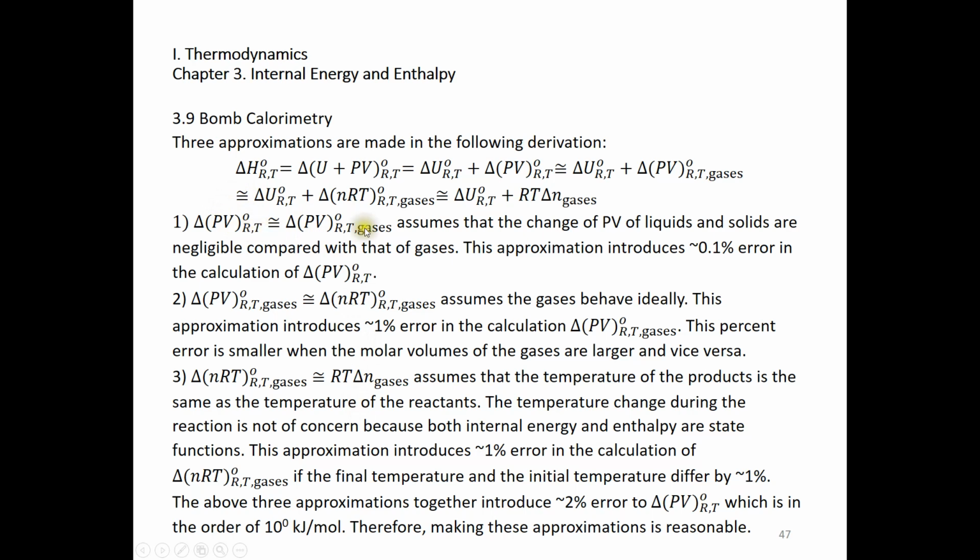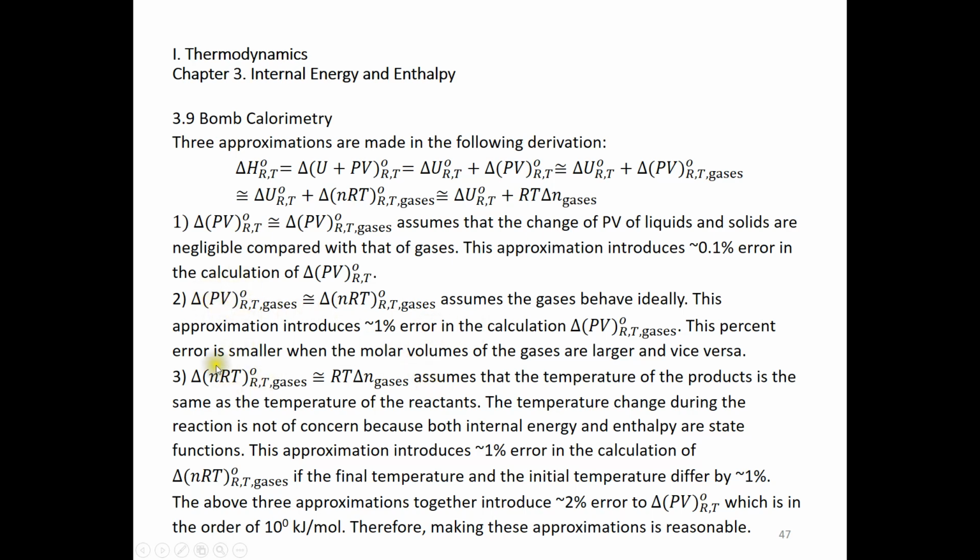Over here, from here to here, we assume the change of PV of liquids and solids is negligible compared with that of gases. This approximation introduces only about 0.1% error in the calculation of this. The 0.1% error is because the volume of a liquid or solid is usually only 0.1% of that of a gas. And then this is the ideal gas law, PV equals nRT. This will introduce roughly 1% error in the calculation of this.